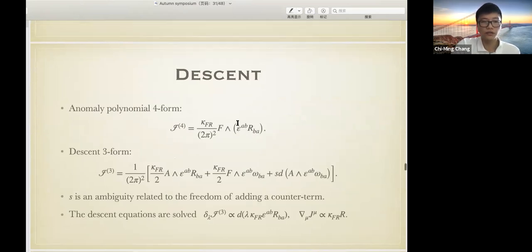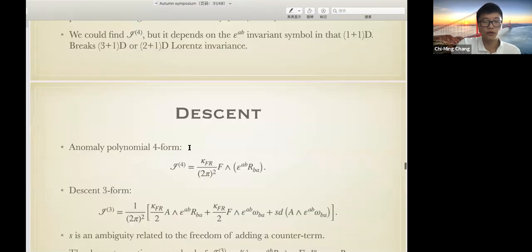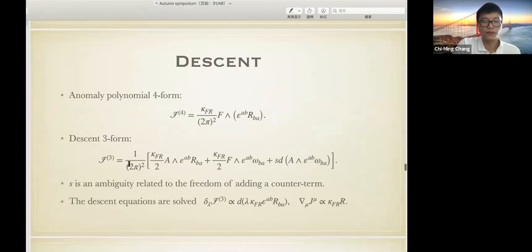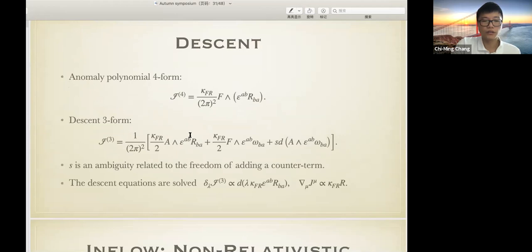Now let's try to check the descent equation. This four-form is given by the exterior derivative of this three-form. There is an ambiguity of adding a closed three-form, that's d of something, and this ambiguity is related to adding a local counterterm to the effective action. We can consider the gauge variation, the background gauge transformation, of this descent three-form, and we will find this is the exterior derivative of something. We can also see that this two-form is related to the divergence of J^mu. So this anomaly polynomial really gives a solution to the descent equation. But the thing is that this epsilon AB explicitly appears, so this solution is not 3+1d Lorentz invariant.